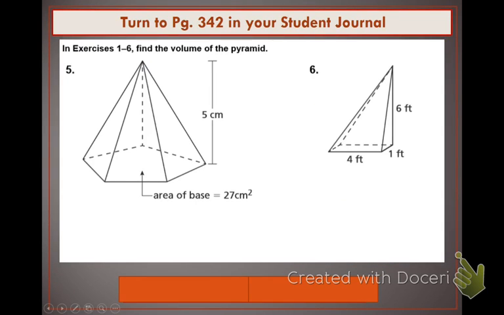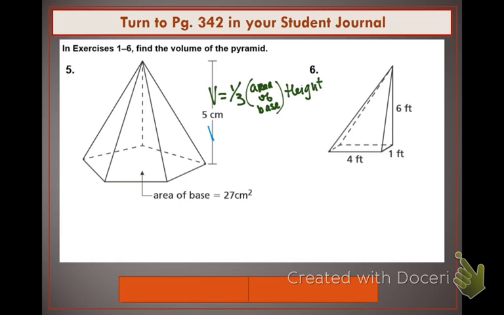Number 5 and 6 in your student journal. What kind of base do we have? Number 5. Did you even count? 1, 2, 3, 4, 5. Pentagon. It actually doesn't matter because guess what? You use the same formula.